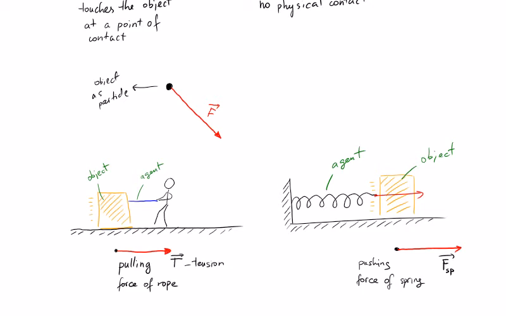Another situation is when you can have a box falling to the ground. So let's say this is the ground and we have a box that is falling. In this case, we have the earth and the gravity is pulling the box. So your agent here is the earth, and the object is still your box.